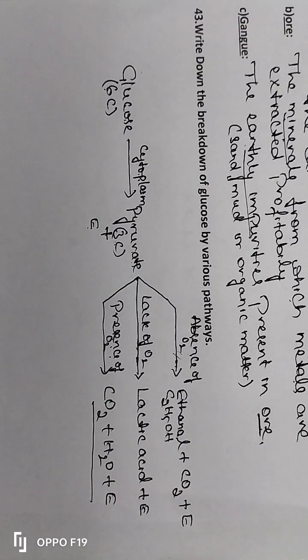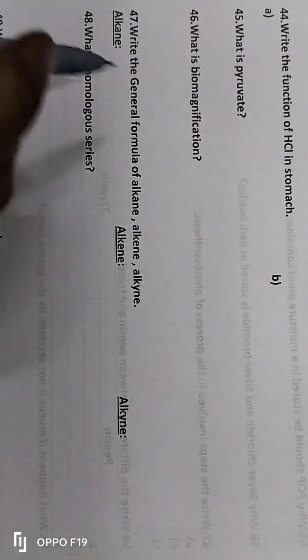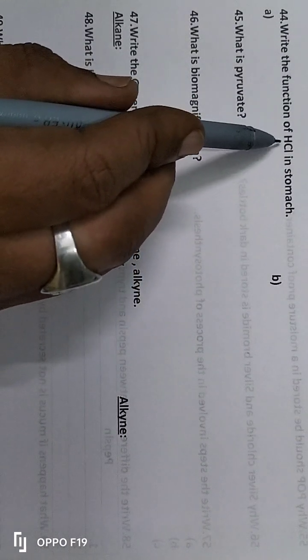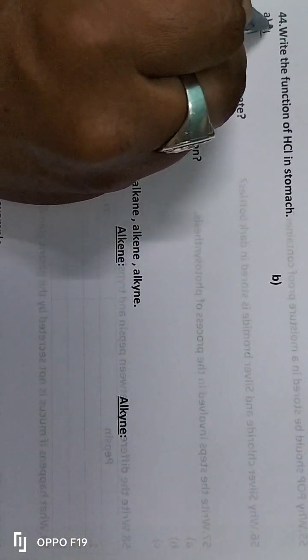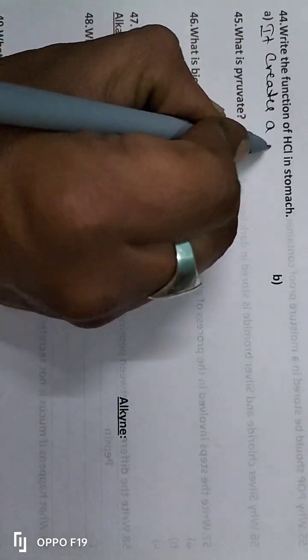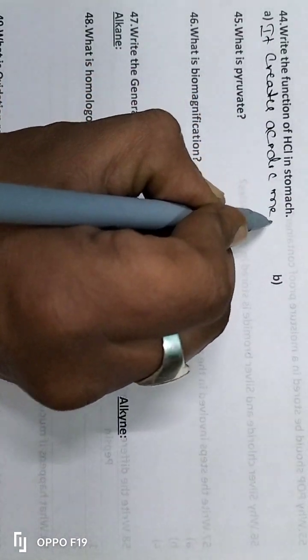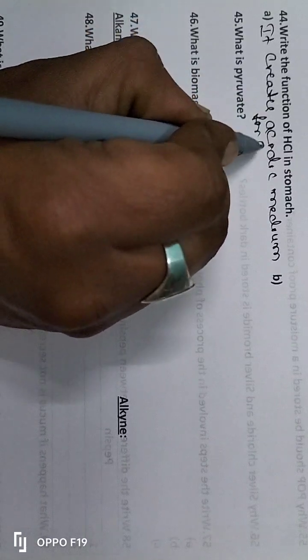Now let us move to the 44th question. Write the function of HCl in stomach. It is a very important question. They may ask it as a 2 marks question. The first function is that it creates an acidic medium for pepsin to act.